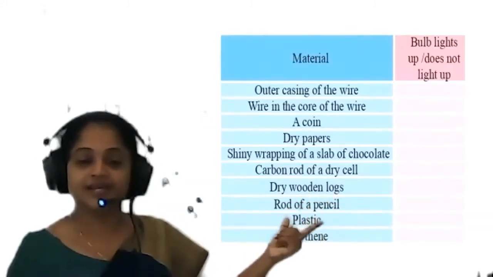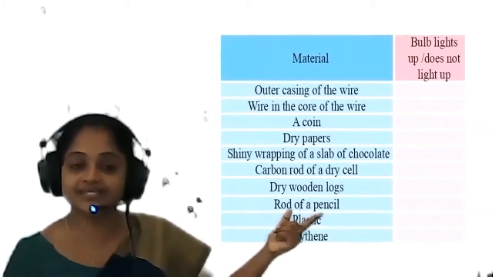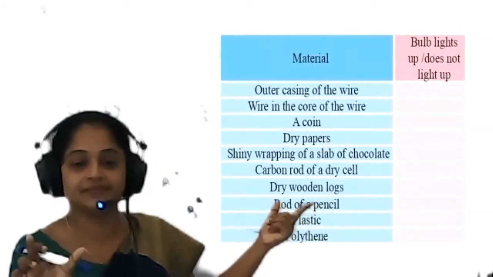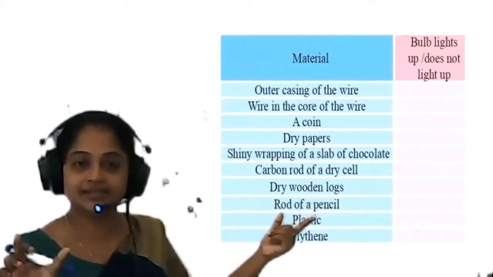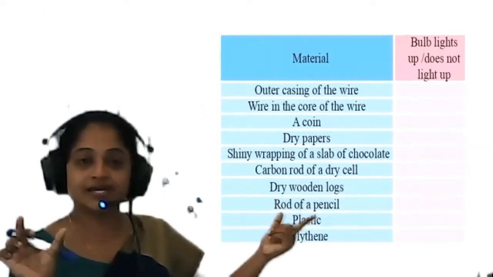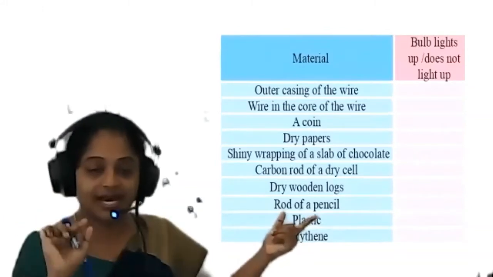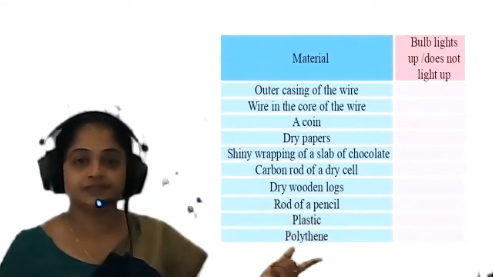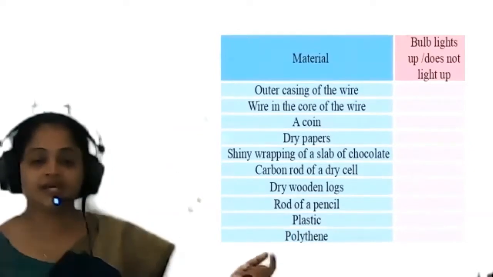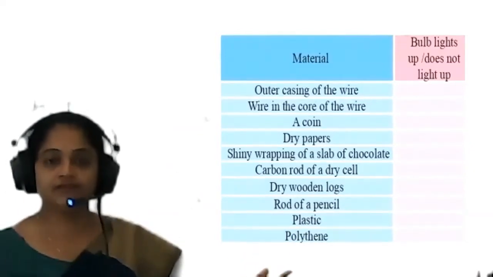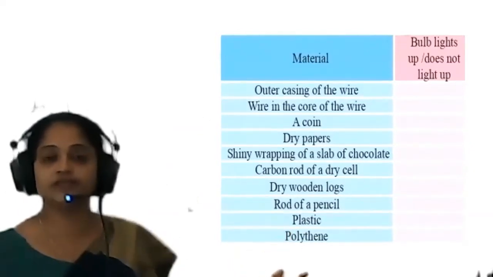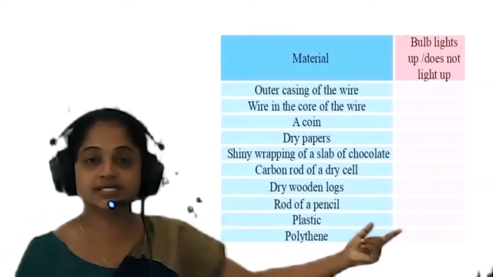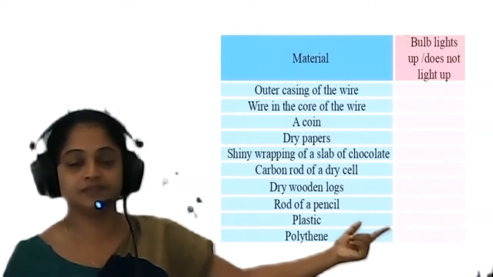Right? Next one, rod of a pencil. That means the graphite rod inside the pencil. It is the same as the carbon rod. Lights up. Then plastic and polythene. When we use plastic and polythene, both of them do not light up. Okay, children.